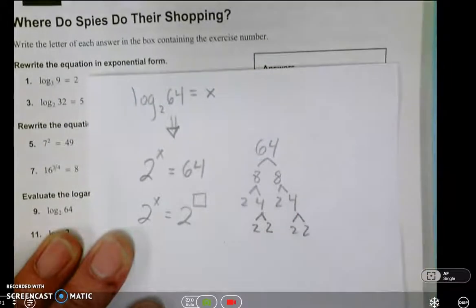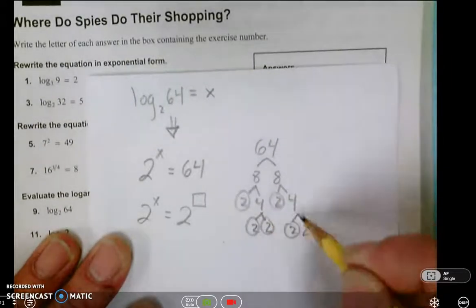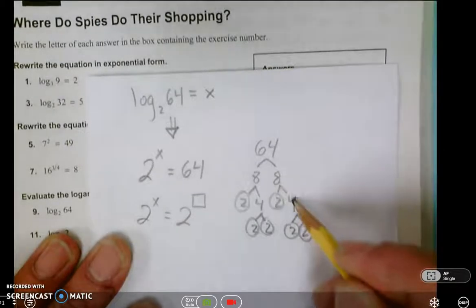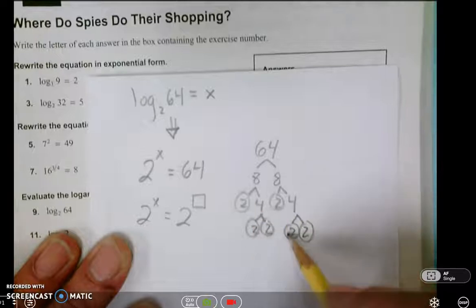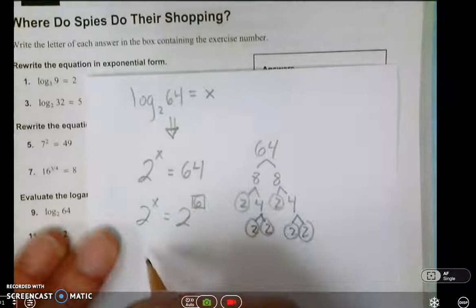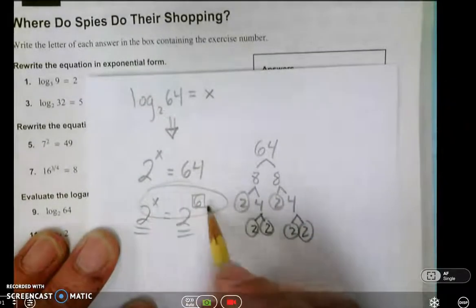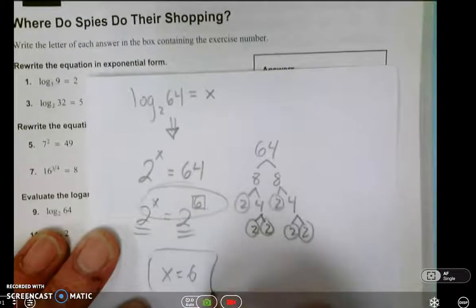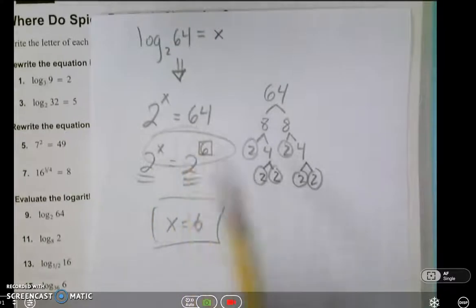So if you follow this down, all the bottom edges of the branches, all these 2's, not the 4's, because there were branches below it, just all the last branches, 2, 2, 2, 2, 2, 2, we get 2 to the x equals 2 to the 6. Therefore, if these bases are equal, if 2 equals 2, then x must equal 6.